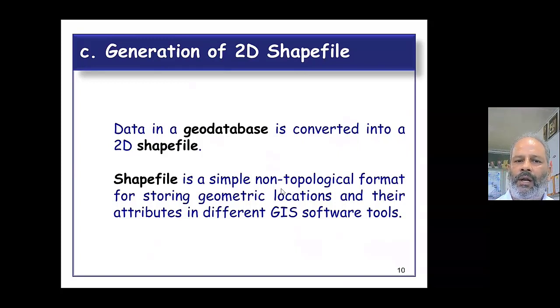Now that database is converted into a 2D shapefile. This shapefile is a widely used format in GIS, and most GIS software recognize it. This is non-topological data. In GIS, we use two types of data, topological and non-topological. Topological data store spatial relationships along with geometry, but non-topological data store only the geometry. So the shapefile is the widely used format to store geometry, but it does not store relationships. So here we have data in GIS in the form of a geodatabase, and that geodatabase is converted into a shapefile.